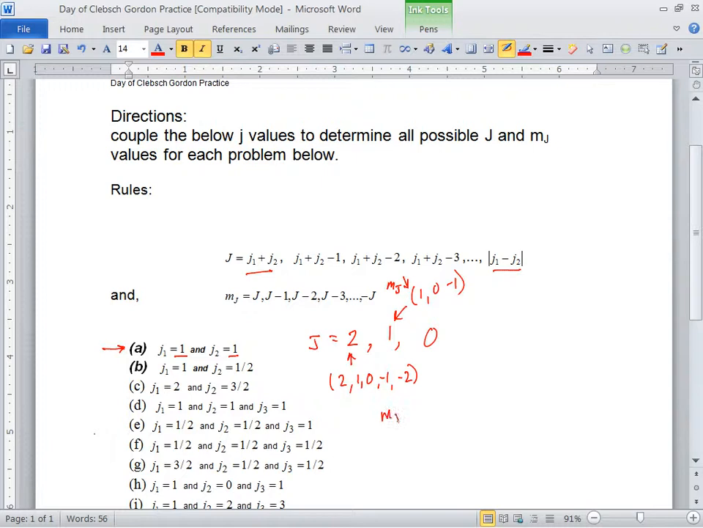Oh, sorry. Do we have to do each number? You have to do each one, right? Because each j has its own set of m sub j's. So for 0, m sub j would just be 0. Okay?